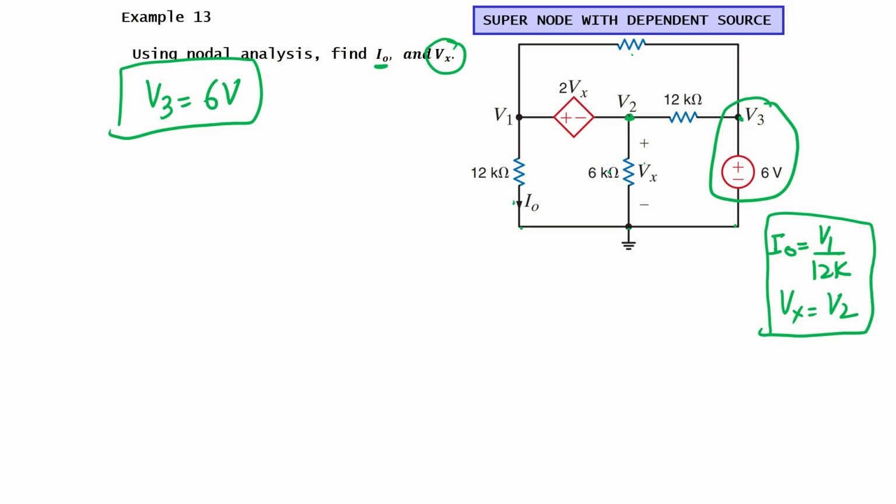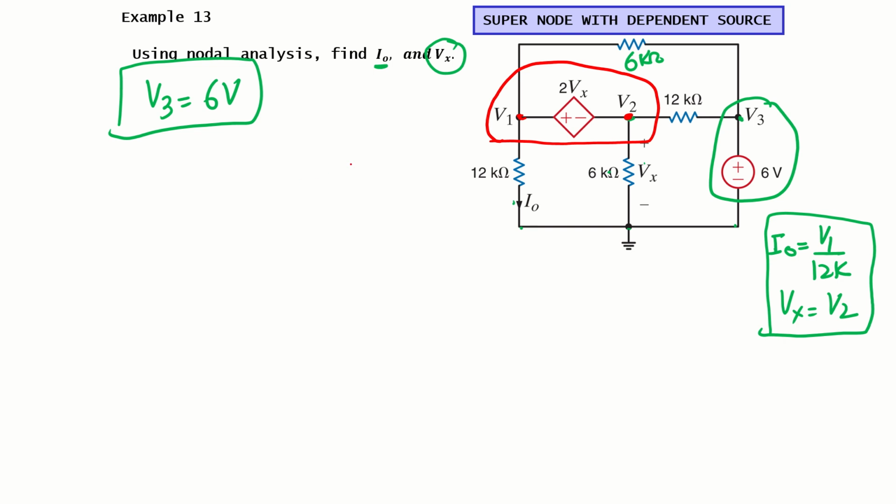The value of this resistor is 6 kilo, which was missing here. Next, we don't have any other independent voltage source. We have a dependent voltage source, which is 2Vx. The beauty here is that this dependent voltage source is connected between node V1 and V2. That makes a supernode.